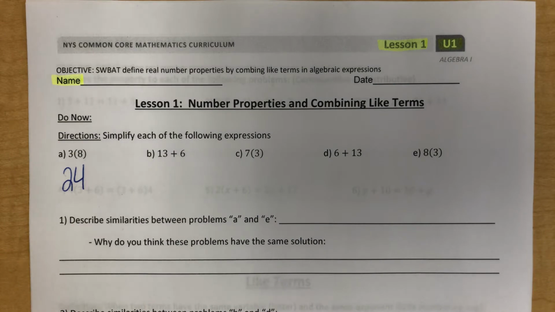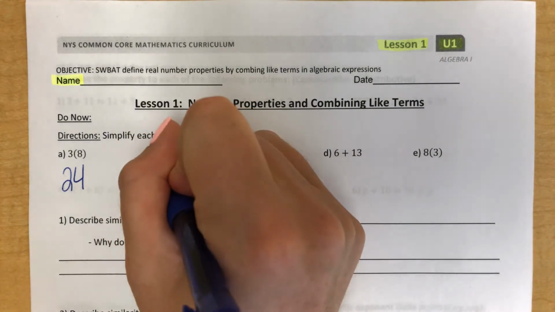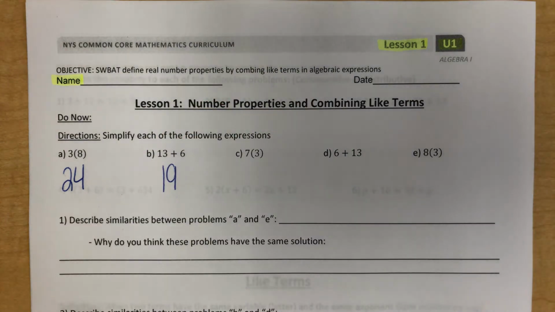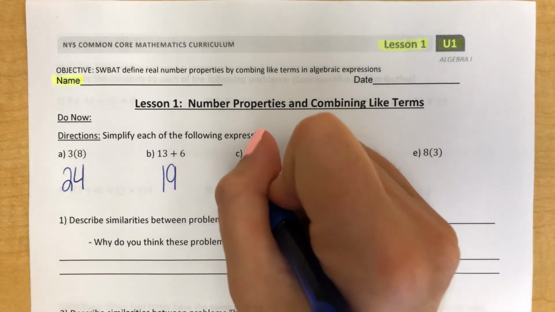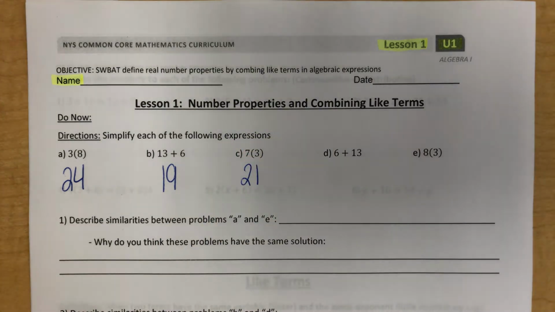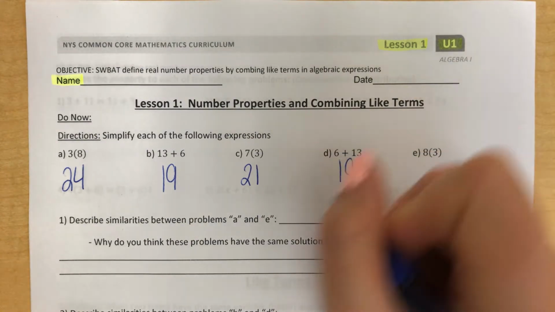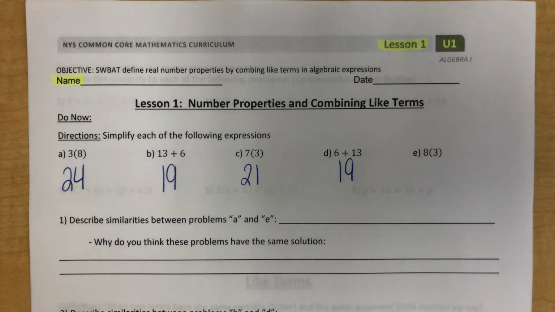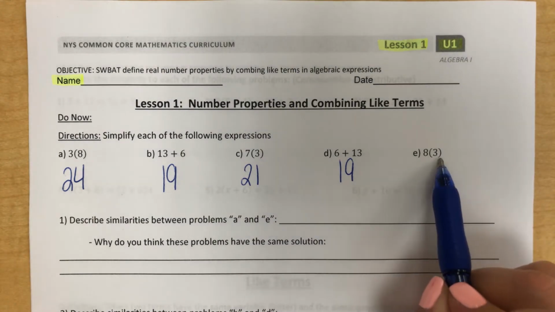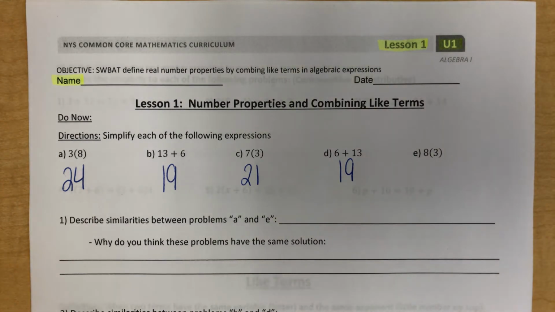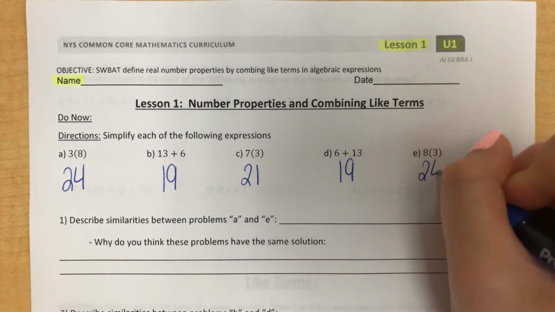Part B. What's 13 plus 6? Again, very straightforward. You would type it in and get 19. Part C is also multiplication because I see those parentheses. 7 times 3 is 21. Part D, 6 plus 13, type it in. You should be getting 19. And Part E, again, I'm seeing those parentheses, which represents multiplication. So 8 times 3 is 24.